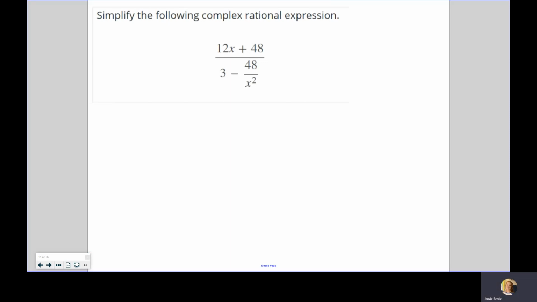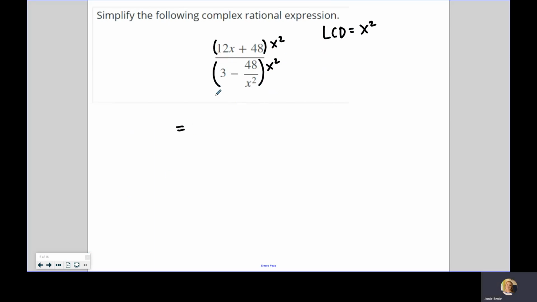You only have one little fraction to worry about here. You may need to pause the video to write the question down, but I'm going to go ahead and get started. We only have one fraction to worry about, so the LCD has to be the denominator of that little fraction. So the LCD is going to be x squared. The way we can easily simplify this is to multiply the top by x squared and the bottom by x squared, and that's going to get rid of all of your fractions after this step.